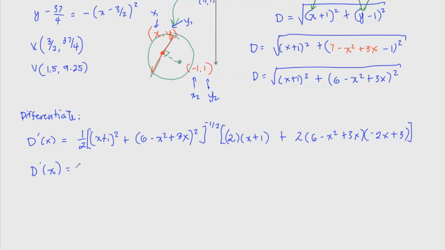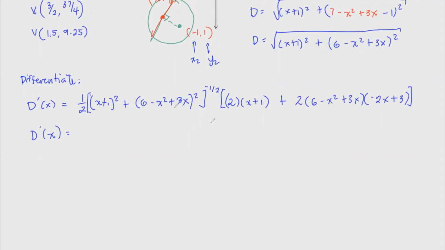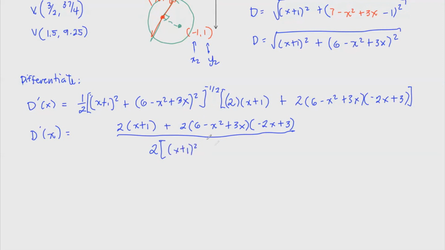Lalagay ko lang lahat ng mga negative exponents sa baba, and I'll be leaving yung mga positive sa taas. So we have 2 times (x plus 1), then plus 2 times (6 minus x squared plus 3x), and then (negative 2x plus 3), and then we divide all of these by 2 times the square root of (x plus 1) squared plus (6 minus x squared plus 3x) squared, raised to 1 half. Okay, so we're pretty much done with our derivative.